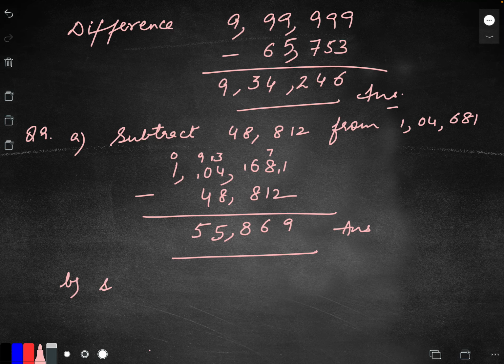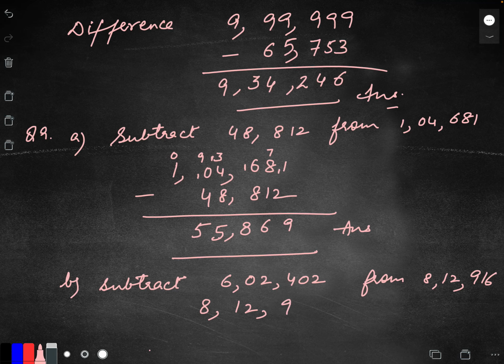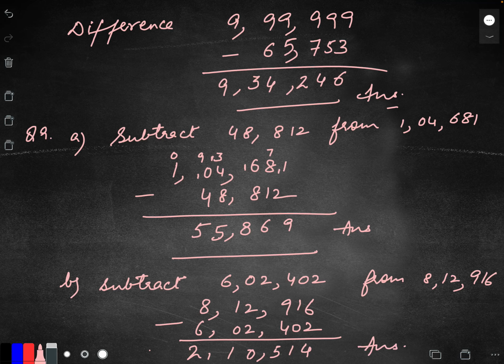Similarly, I am going to write the number out of the number name in the B part. 6,02,402 from 8,12,916. Which is bigger? 8 lakh is bigger. Which is smaller? 6 lakh is smaller. So you subtract it. No borrowing, direct answer.